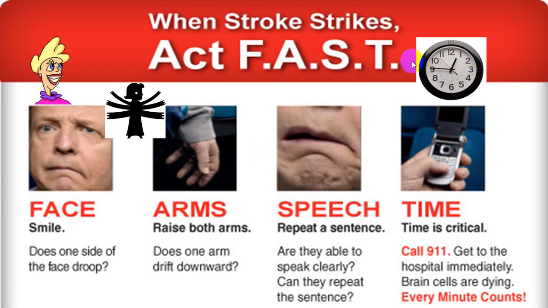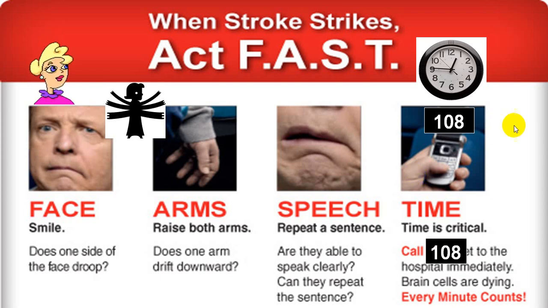And T stands for time, because whenever you get face involvement, arm involvement and speech involvement, it suggests that the person has developed stroke, and time is very critical. In USA, call 911. In India, we call 108. It is considered an acute emergency, so you should contact a proper hospital and proper specialist, neurophysician, because every minute counts. So this is for ACT FAST.